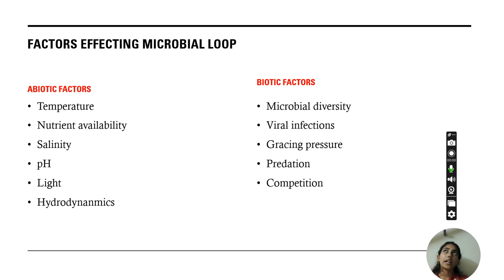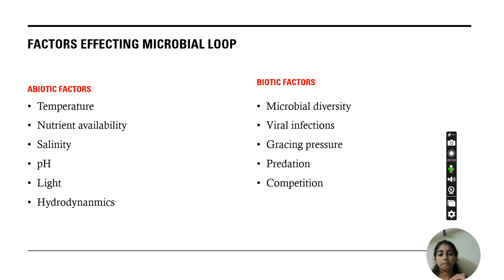Viral infections. Viral infections slow down the growth of microorganisms, and most of the time, they break down the microbial cells and release the organic matter. Next is grazing pressure. It is the frequency of consumption of bacterial cells by higher organisms or protozoans. Next is predation. So it is when a higher trophic level organism feeds on a lower trophic level organism.